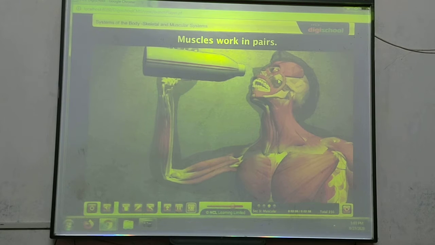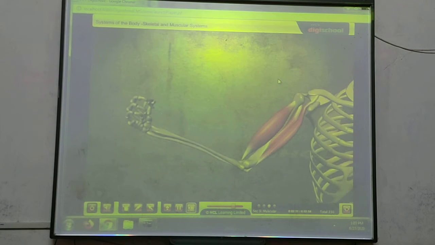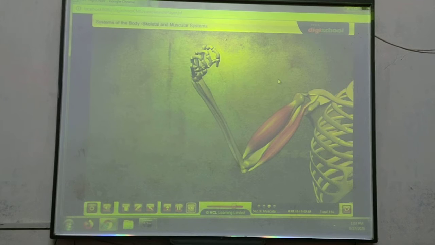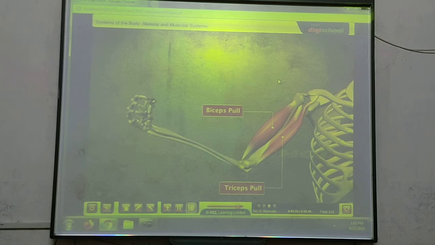Let us see how a lifting movement takes place. When one muscle contracts, it becomes shorter and pulls. Its pair has to relax and becomes longer. This causes a lifting movement. To bring the arm back down, the second muscle contracts and pulls the bone in the other direction. Its pair relaxes and movement takes place.